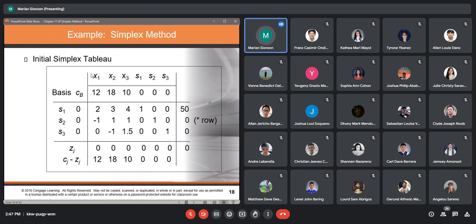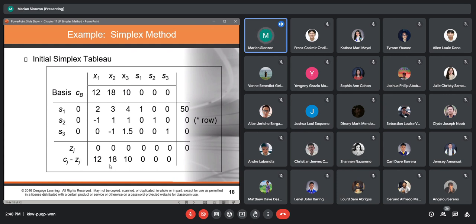Pwede ninyo i-red line lang ni siya. What is this? You call this the optimum column. So pwede ka mag-line diha, optimum column, red line. Now, we will have to find out where x sub 2 will go as a replacing variable. So kinahanglan mo replace na siya S1, S2, or S3. So where will x sub 2 go? What we will do is find our replacing row. Optimum column.